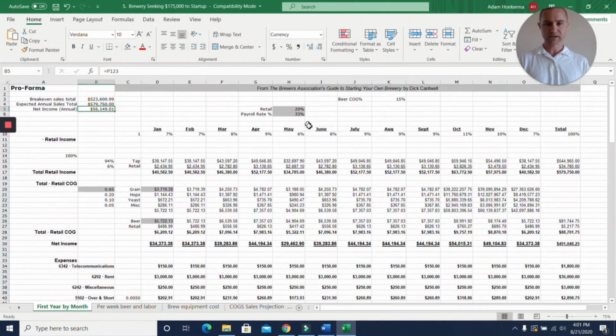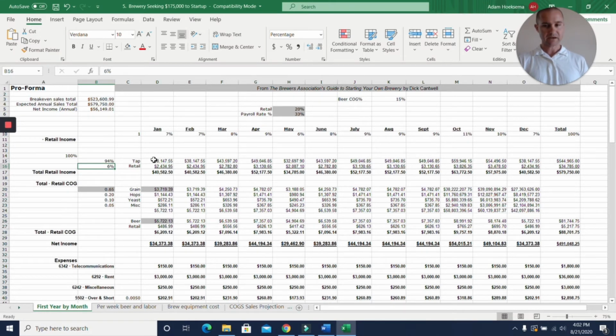There's also, because the different assumptions are not highlighted or clear what is an assumption and what is not, not really any way for the investor or lender to play around with the numbers. If they said, hey, I want to change the sales level or the breakdown here, I think we've got like 94% coming from tap, 6% from the tap room, 6% from retail. There's not really any clarity whether I can play around with those numbers.